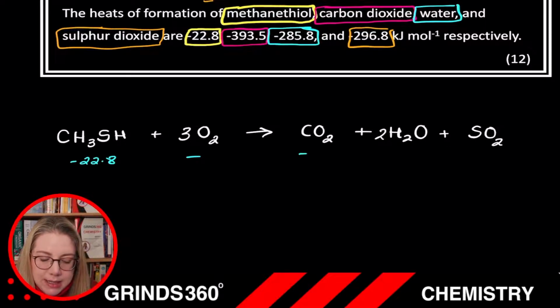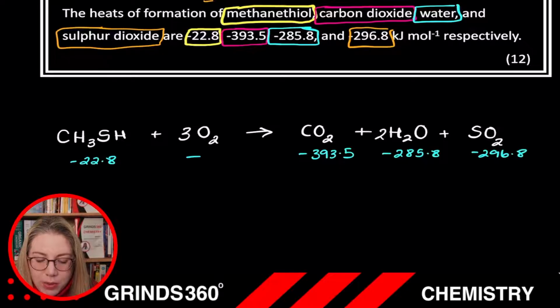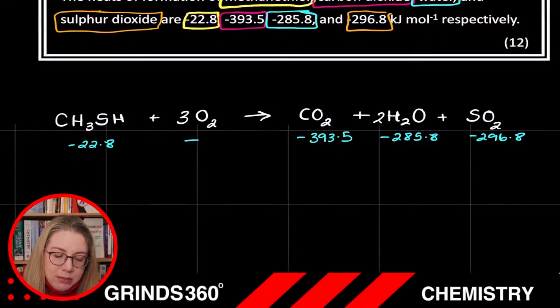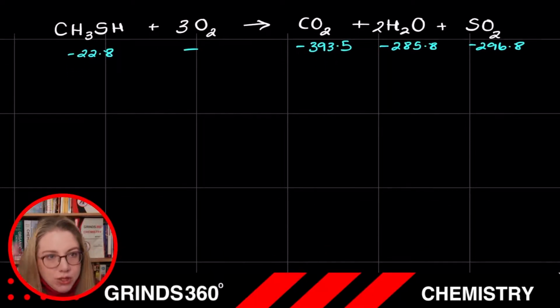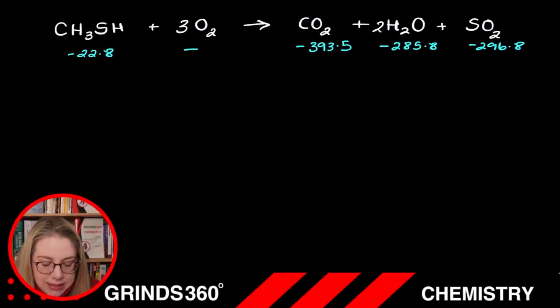Then carbon dioxide is minus 393.5. Water is minus 285.8. And then for the sulfur dioxide, minus 296.8. Now, we're finished with the question, so I'm going to move this now up to the top of the page. Now, to do this, we have a formula.